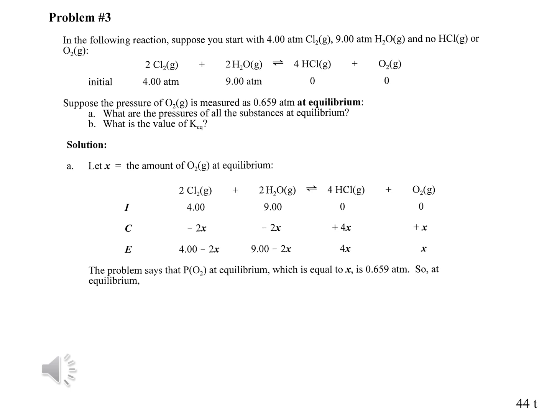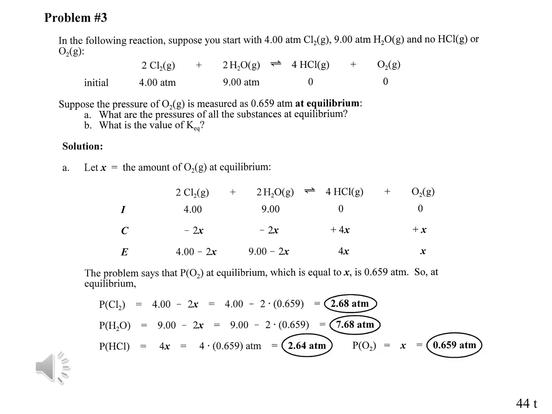So since we know what the pressure of O2 actually is, because it's given, that is also equal to x. And so we can plug in x for all the others. After you then calculate each thing at equilibrium, you can get the Keq.